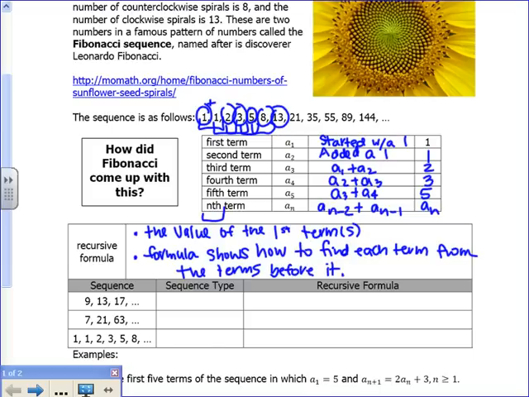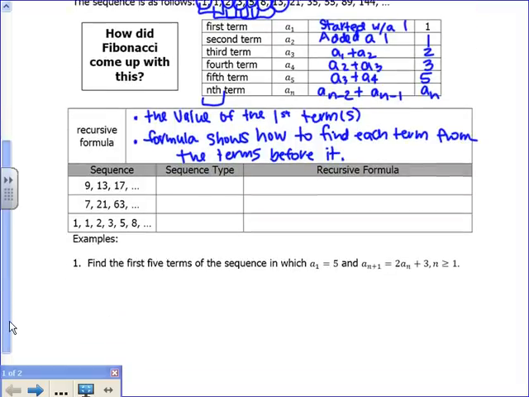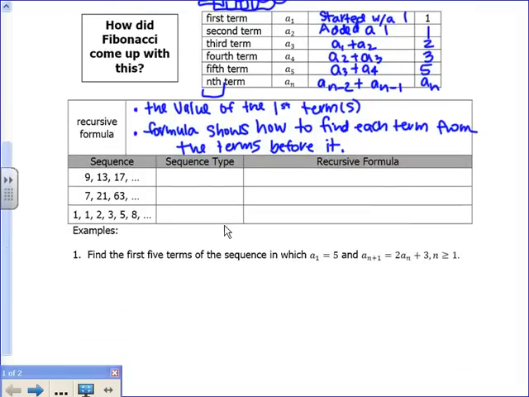Now, in order to find a recursive formula, you have to know what some of the numbers are before it. You have to know how your sequence starts. Otherwise, you can't figure out how it works or what's going on. So let's take a look, talking again about some of the sequence types that we've already discussed.